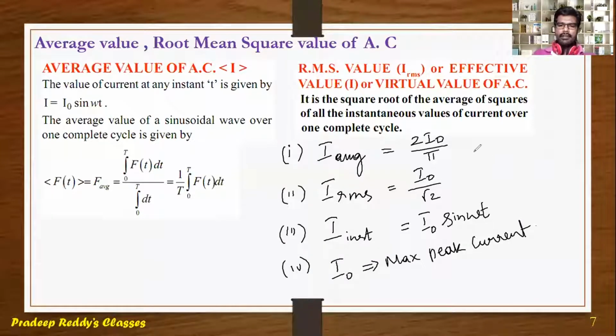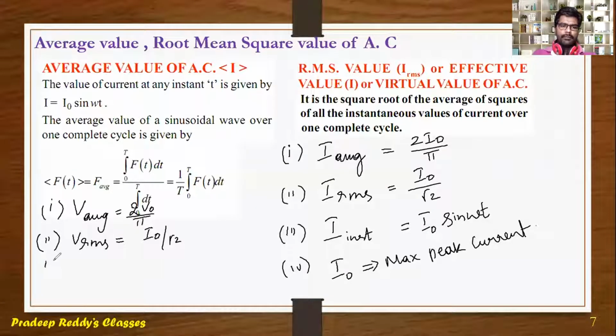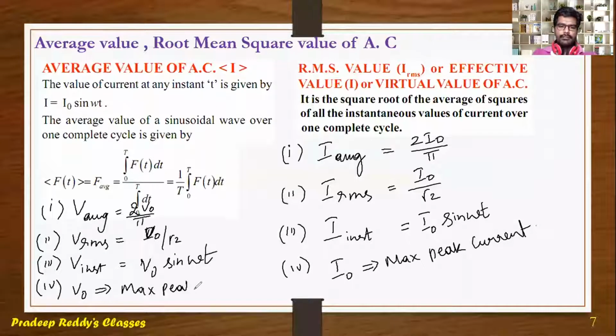Same way you can write for voltage also. V average is equal to 2 V naught divided by pi. V RMS is equal to V naught divided by root 2. V instantaneous is equal to V naught sine omega t. And the fourth one, V naught, is called maximum peak voltage.